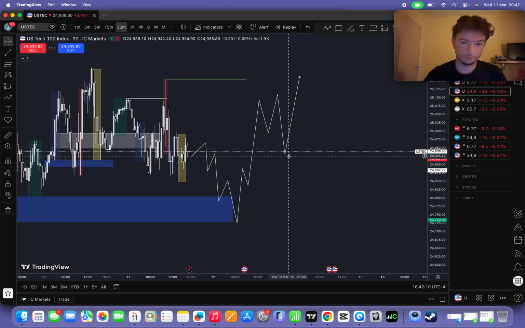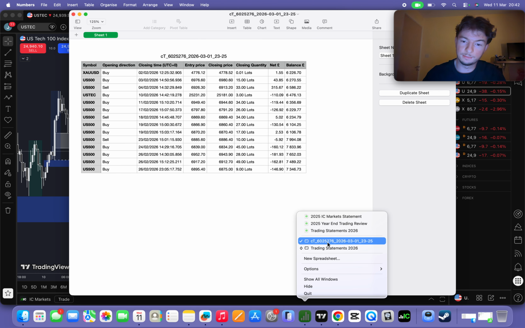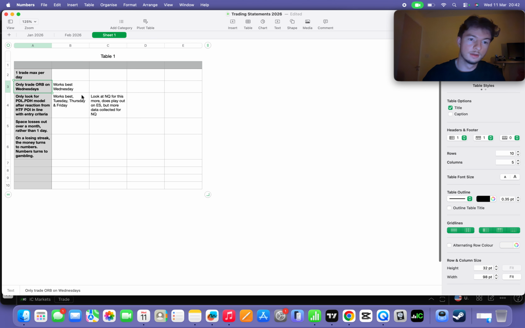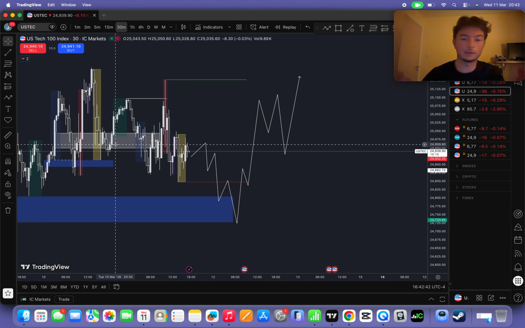So it all depends on what we get. Like I say, previous daily low, previous daily high model, that's not the one I'm looking at. This is the one I'm looking at. Previous daily low, previous daily high model works best Tuesday, Thursday, Friday. Look more at NQ for this. Does play out on S&P, but not as much. I just don't have as much data, like I said in yesterday's video. So ideally that's what I'm looking for.